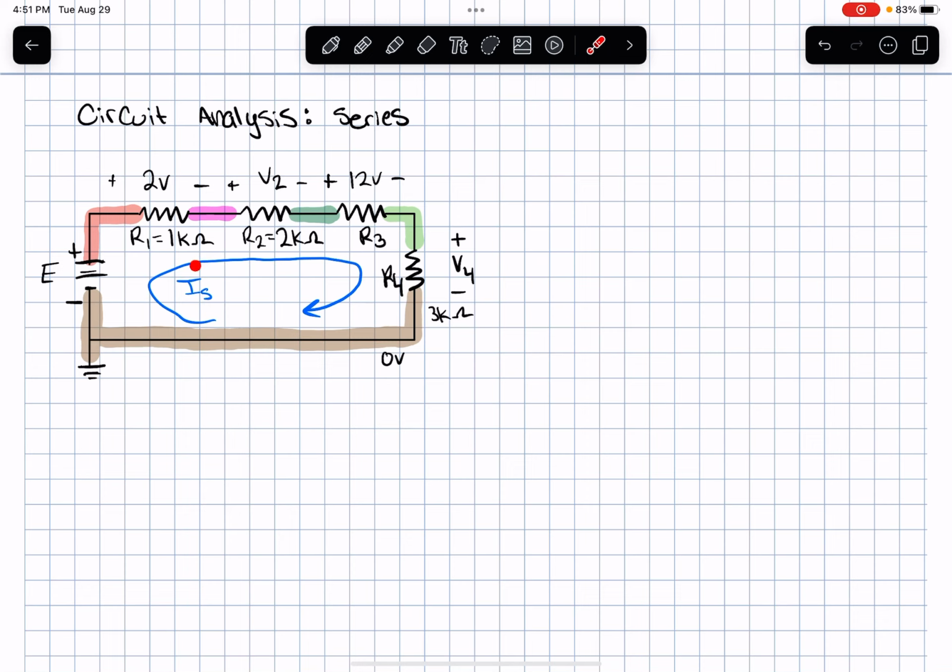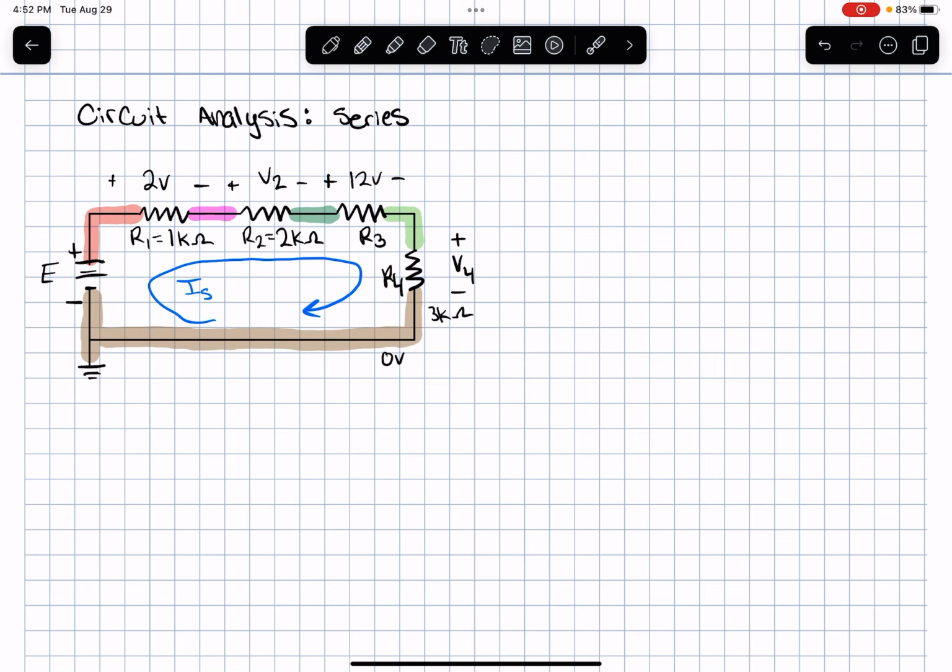Now, we don't know the total resistance, we don't know the current, and we don't know the source. So this is what we can do. This run right here is going to be the key. That's going to help us out tremendously.